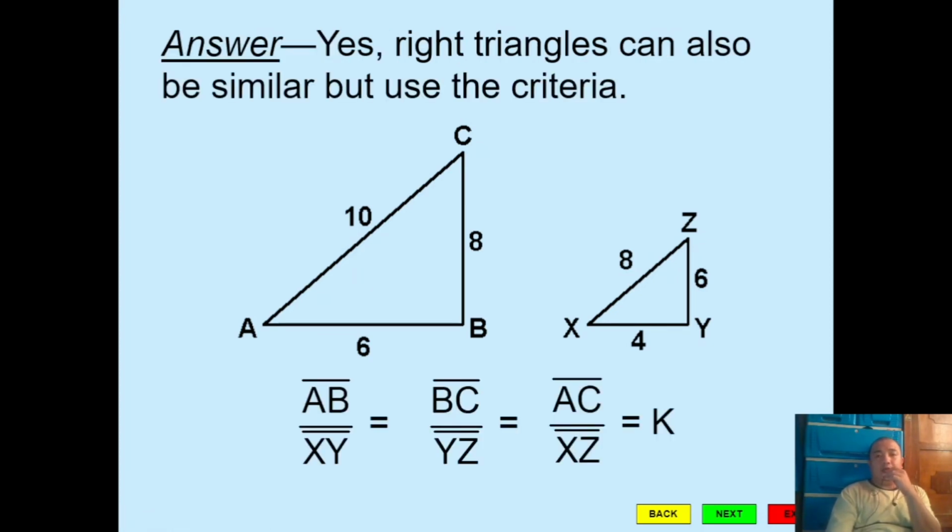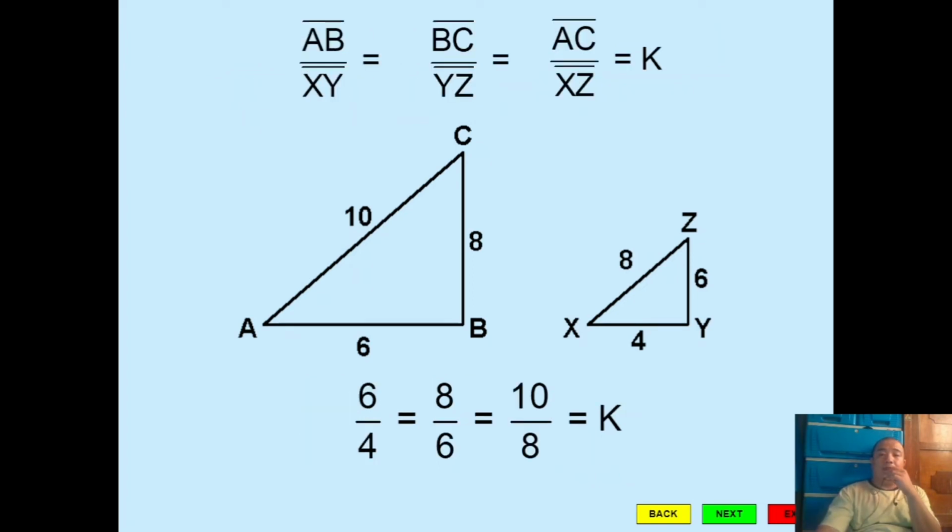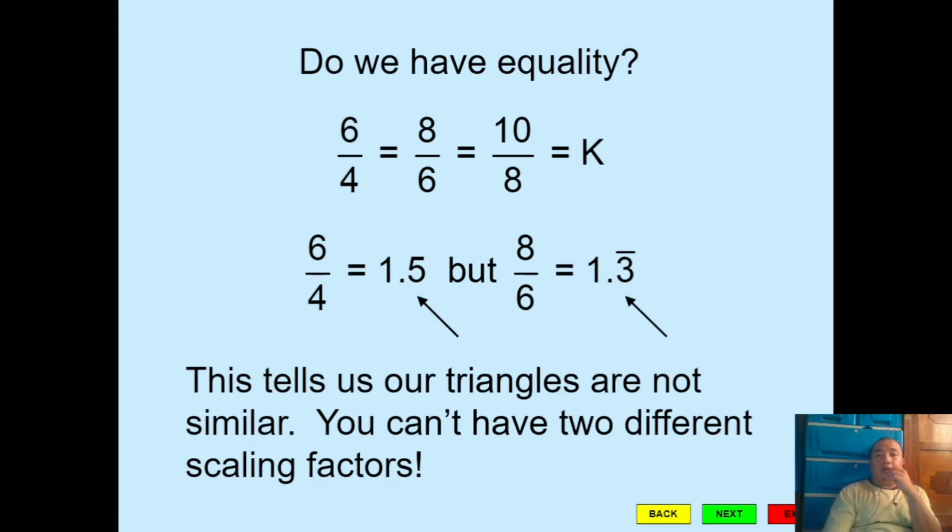The answer is no, so we use the criteria AB over XY is equal to BC over YZ is equal to AC over XZ is equal to K. Is 6 over 4 equal to 8 over 6? Is it equal to 10 over 8, which is equal to K? So do we have equality? 6 over 4 is 1.5, but 8 over 6 is 1.3. This tells us our triangles are not similar. You cannot have two different scale factors. The scale factors of their sides are different, so that means the two triangles are not similar.